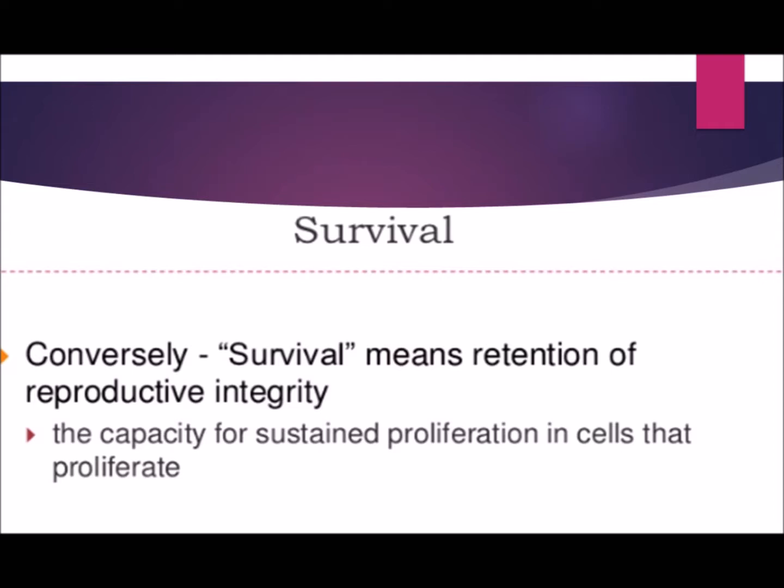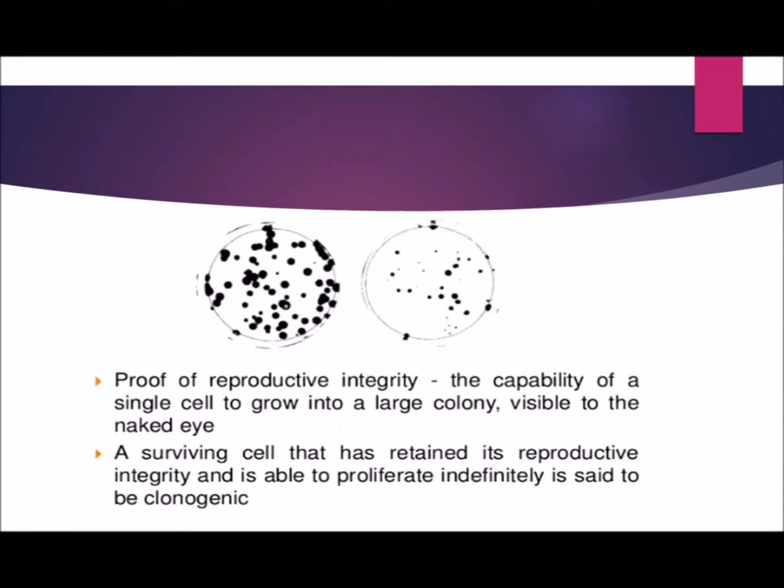Survival. Conversely, survival means retention of reproductive integrity, the capacity for sustained proliferation in cells that proliferate. So this is the proof of reproductive integrity: the capability of a single cell to grow into a large colony, visible to the naked eye. A surviving cell that has retained its reproductive integrity and is able to proliferate indefinitely is said to be clonogenic.